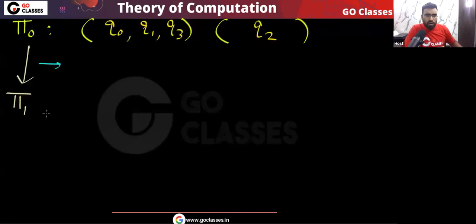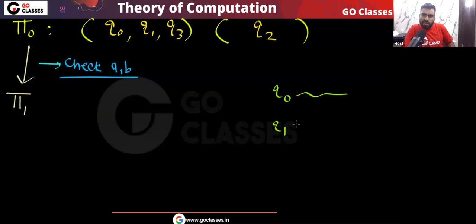Okay, so remember what we will do? We will check only the alphabet, that is sigma. So you tell me, what about Q0, Q1? On A, where are they going? Are they going to the same group on A?